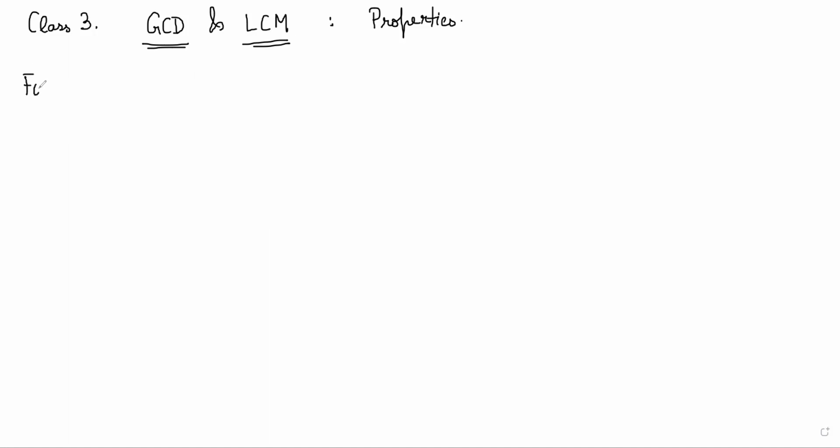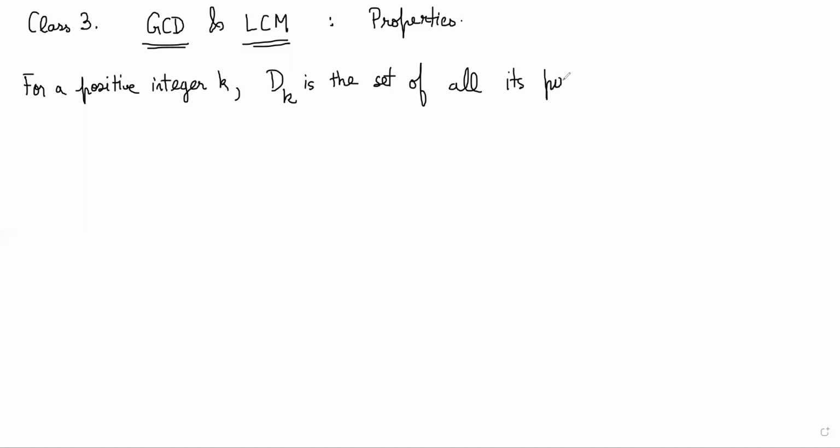For a positive integer k, let's say D_k is the set of all its positive divisors, or basically factors. So obviously D_k is a finite set, because the number of possible factors or divisors of a positive integer is going to be finite.